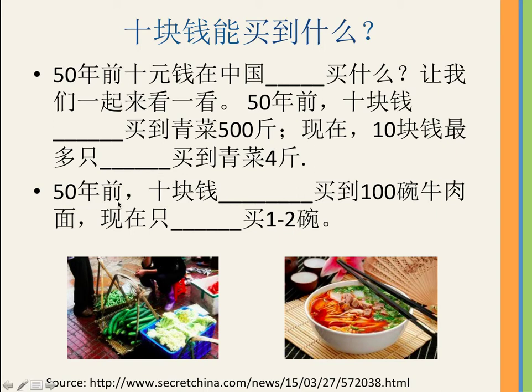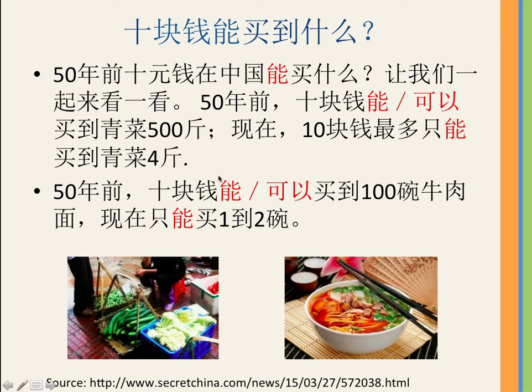Secondly, 50 years ago, 50年前, 10块钱 something, 买到100碗牛肉面. So you can buy 100 bowls of beef noodles with $10. 现在只 only something, 买1到2碗. This dash means 到, 1 to 2 bowls. So now you can only buy 1 or 2 bowls of beef noodle. So this scenario calls for the modal verb that conveys the idea of can.